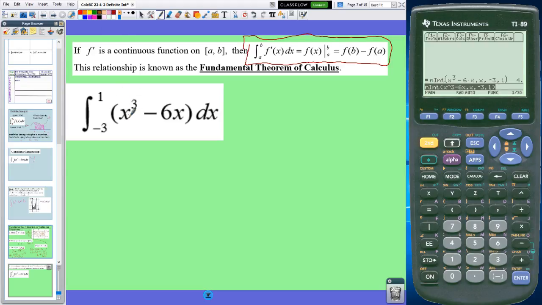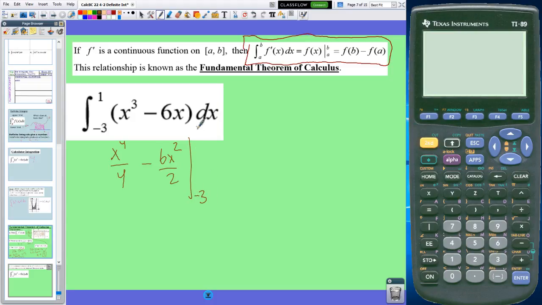So if you integrate that, the antiderivative of x cubed is x to the 4th over 4 minus 6x squared over 2. And don't say plus c. Write your limit as negative 3 to 1. Now that 6 over 2, I can just reduce that to 3. So I'm going to do that. So now I'm going to plug in 1 for the variables first. So it'll be 1 to the 4th over 4 minus 3 times 1 squared. And then minus plugging in negative 3. So negative 3 to the 4th over 4 minus 3 times negative 3 squared.